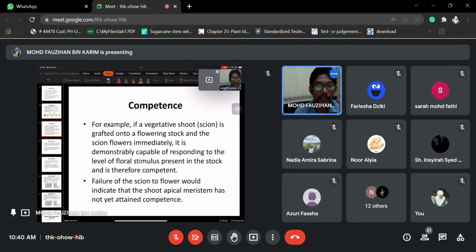Alright, to know whether the stock plant can flower or not, whether it has passed through the competence stage, we take any vegetative shoot from another plant of the same species and do a grafting, bud grafting. If the vegetative shoot immediately flowers, that means the floral stimulus present in the stock is already competent, ready to start flowering. Even though you put in a vegetative shoot, it will start flowering.